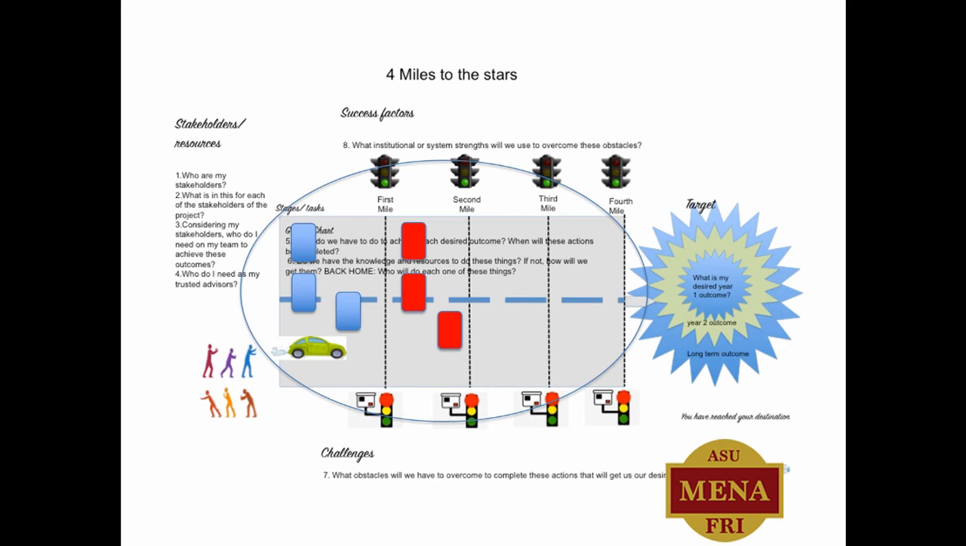So each one of the blue sticky notes is a task that will happen in the first 3 months. Every one of the red sticky notes represents a task that is planned to happen in the second 3 months, and so on.